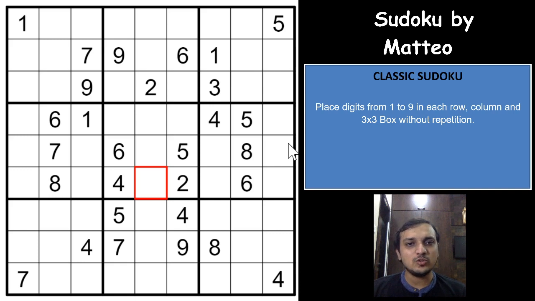Ashish here, and today I'll be covering a classic Sudoku on our channel. This Sudoku was constructed by Matteo, and it has got very good feedback from the solvers who have solved it. So I thought of covering a video on this one. Thanks a lot to the author for giving us the opportunity to cover a classic Sudoku on our channel.